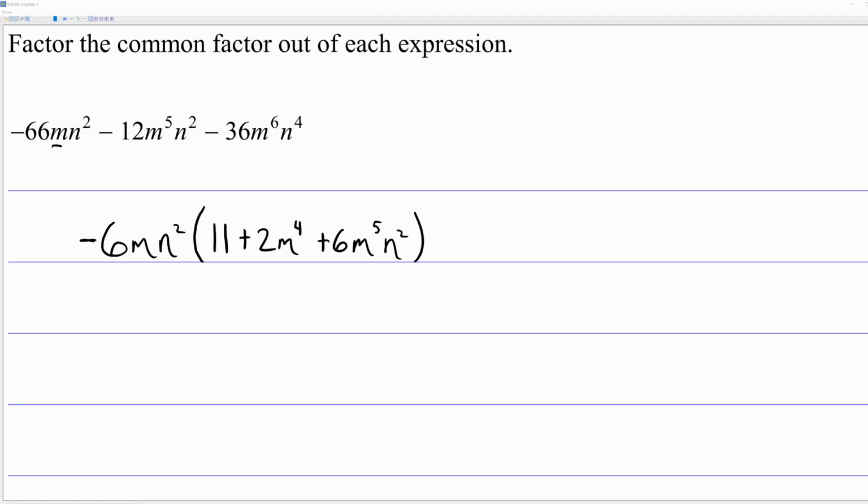But anyway, that's how you take the common factor out of a polynomial. And this is your first step along the arduous journey of learning to factor.